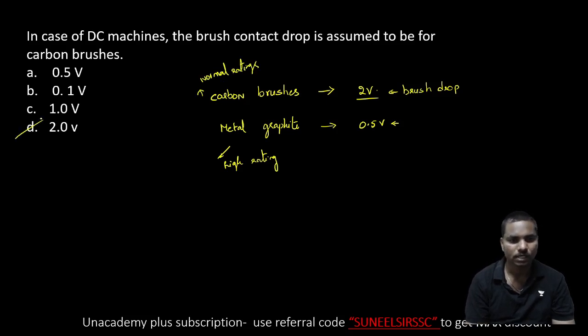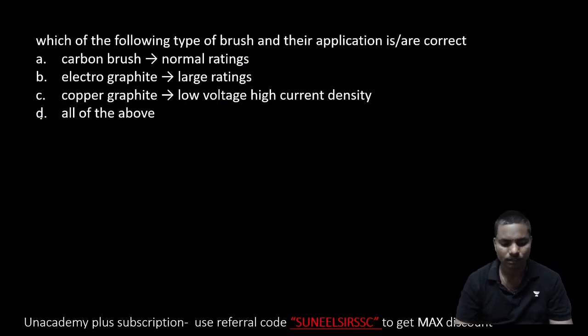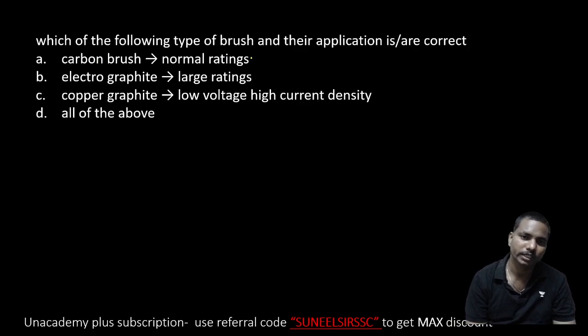Okay, so here the answer is option D. Coming to the next one, which of the following is correct? The following types of operation and their applications are correct. Carbon brushes, just now I said it is used for normal rating, correct. Electrographite, large ratings. Copper graphite is also used for high current density. So all are correct, so the answer is option D.